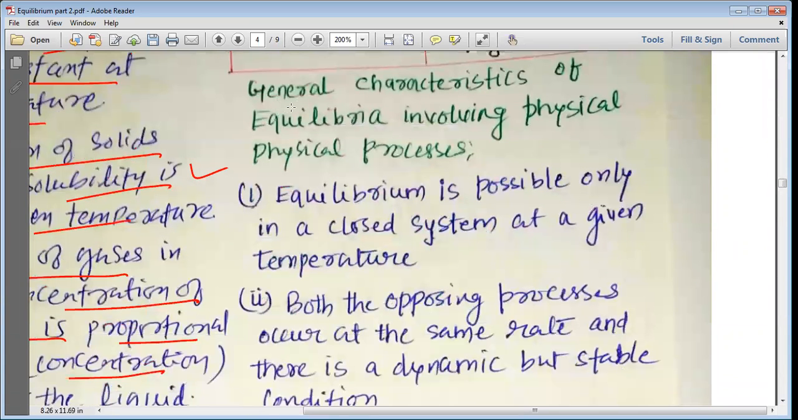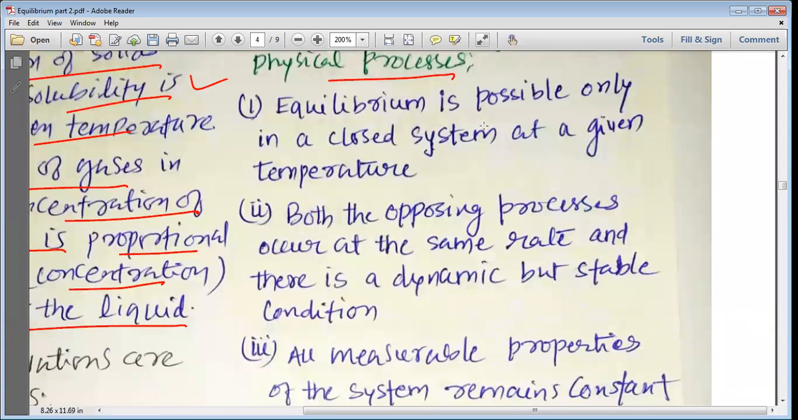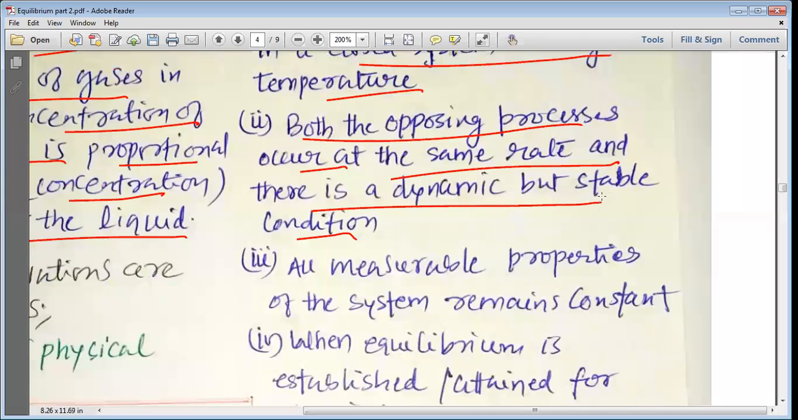Now we want to study the general characteristics of equilibrium involving physical processes. Whatever we have studied, we are actually repeating or revising it. Equilibrium is possible only in a closed system at a given temperature. So to establish an equilibrium, we need a closed system. Both the opposing processes occur at the same rate and there is a dynamic but stable condition.